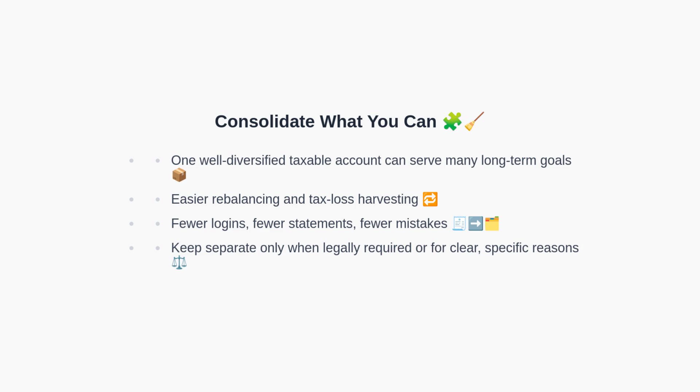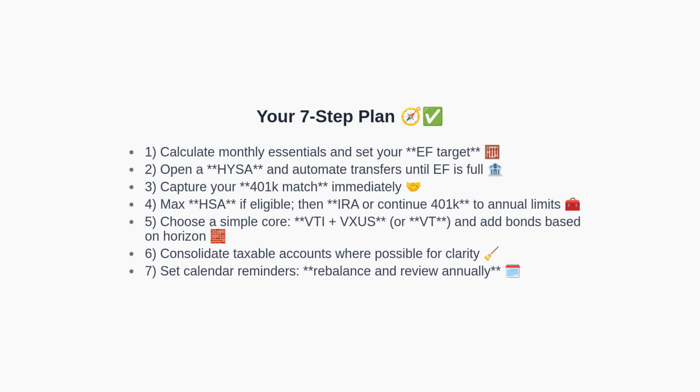To put all of this into action, let's move into a practical 7-step plan. Follow these 7 steps. First, compute your essential monthly expenses and set your emergency fund target. Second, open a high-yield savings account and automate transfers until the emergency fund is full. Third, capture your 401k employer match right away.